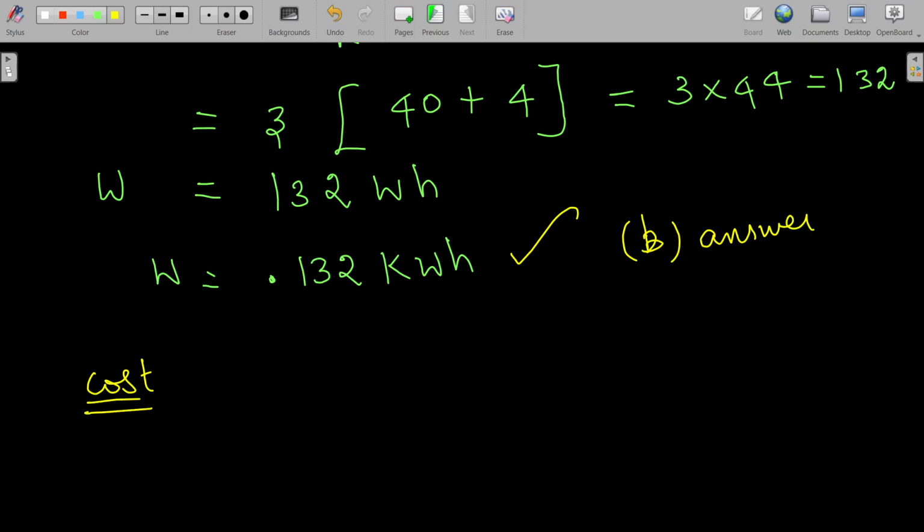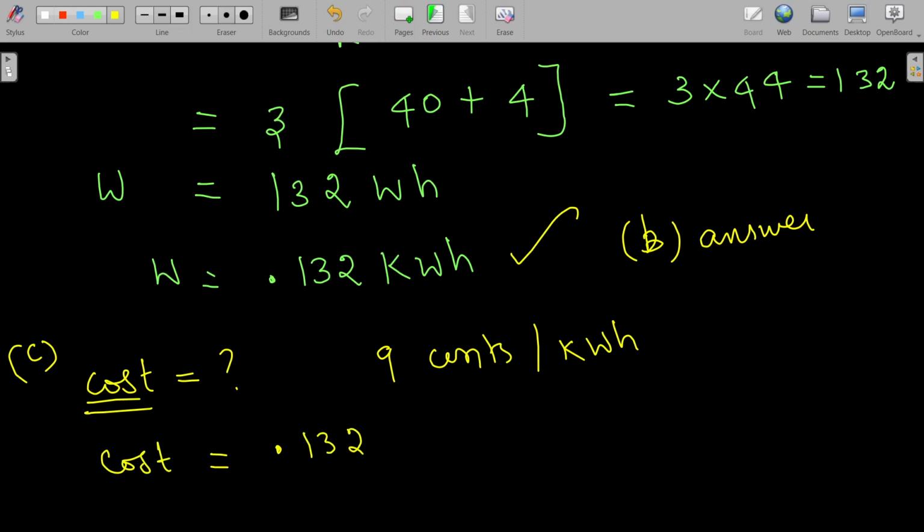Now we go for the third part. How much does the charging cost? It is 9 cents per kilowatt hour. So the total cost is 0.132 kilowatt hours multiplied by 9 cents per kilowatt hour. So this is equal to 1.188 cents. This is the answer. So we got the answer for the third part also. Okay, thank you. Hope you have understood.